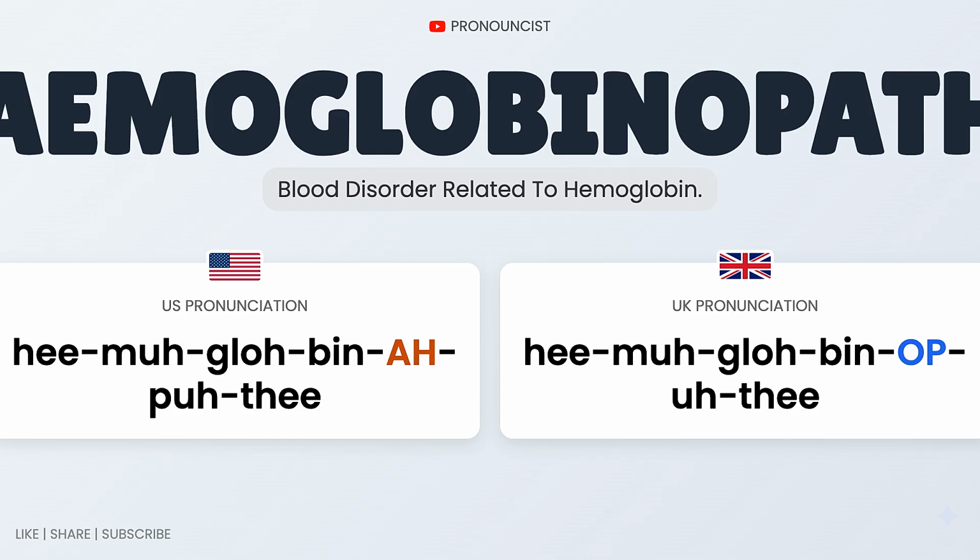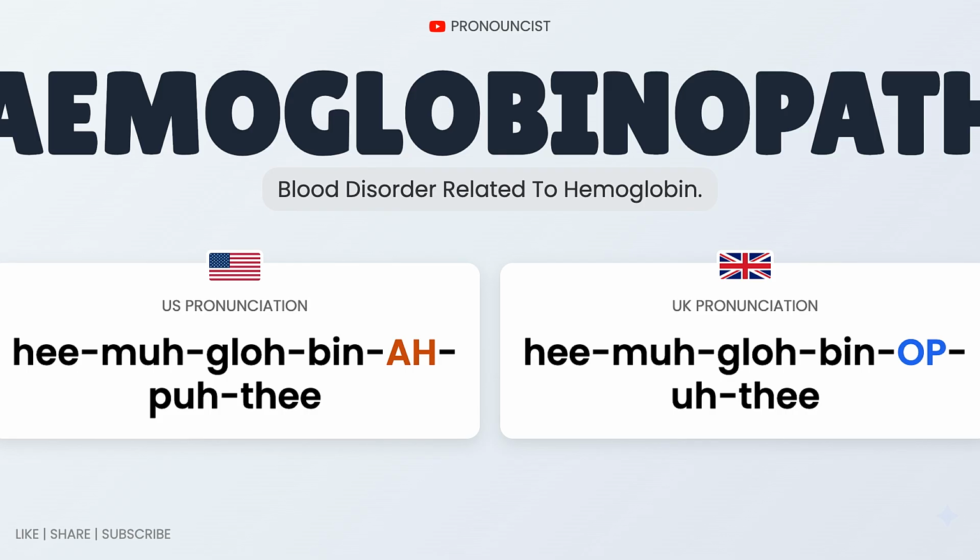He, m, gl, bin, a, p, the. Hemoglobinopathy. Now, let's focus on British pronunciation of this word.